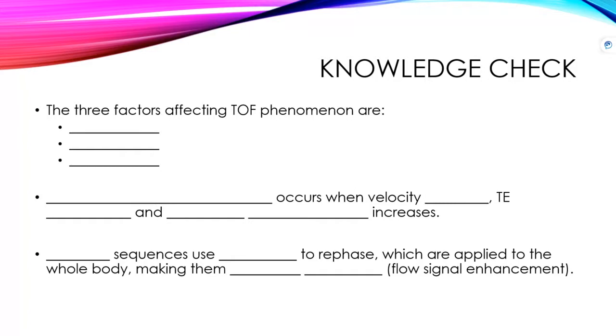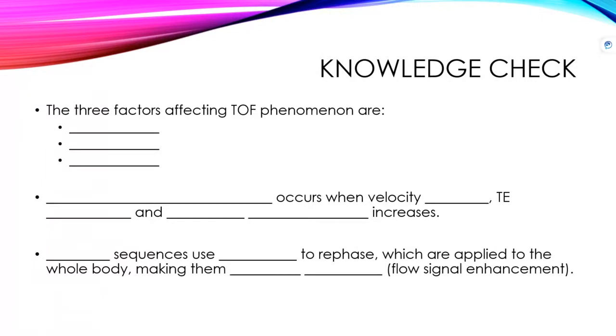Velocity of flow, slice thickness, and what did you say the third one was? Time of echo? Yes, correct. Okay, next blank. What occurs? Something occurs when the velocity blanks, TE blanks, and blank blank increases. This is kind of a confusing one, so just think about it for a second.